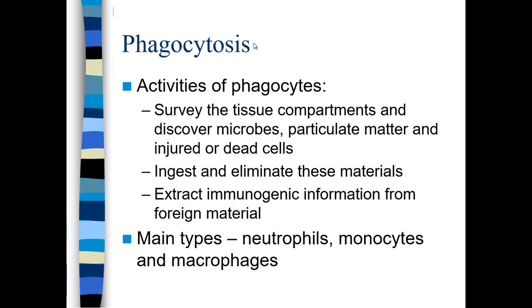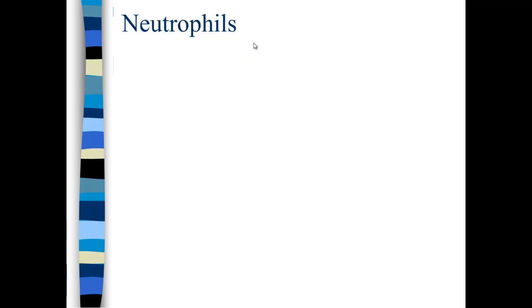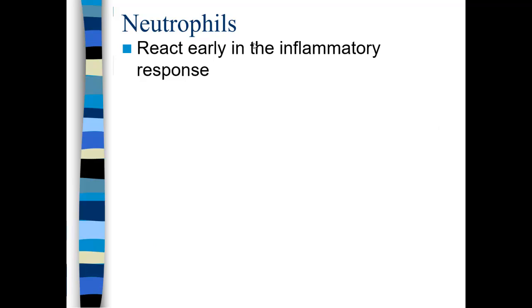The main types include neutrophils, monocytes, and macrophages. Okay. Neutrophils, like I said before, are the most abundant white blood cell in the body. They are early responders. Once the inflammation occurs, they're ubiquitous in the wound site already, and so they start to react and phagocytose any type of foreign invader. Okay. Neutrophils are the primary component in pus. They're white blood cells, so the pus appears yellow-white.